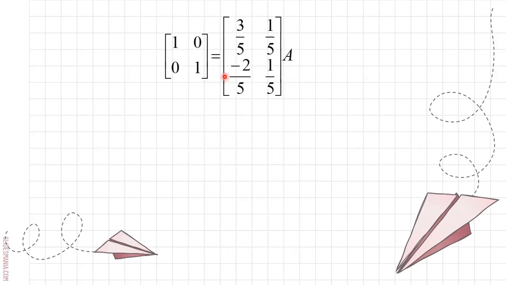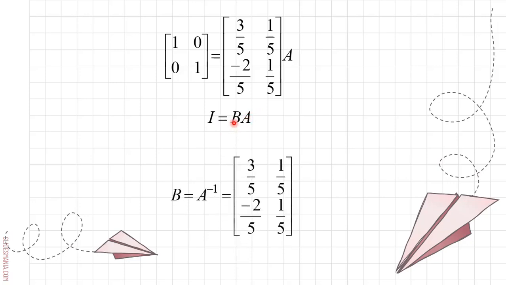So your LHS is I, the identity matrix of order 2, your RHS is another matrix B, and this is matrix A. So I will write this as I is equal to BA. The multiplication of these two matrices is the identity matrix, which means both are inverses of each other. So B is the inverse of A. So by using these elementary operations, we have found the inverse of a 2 by 2 matrix.